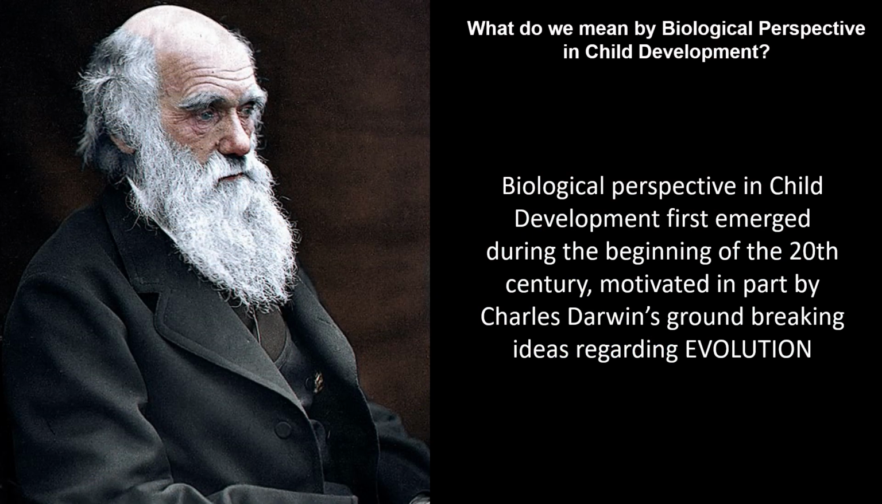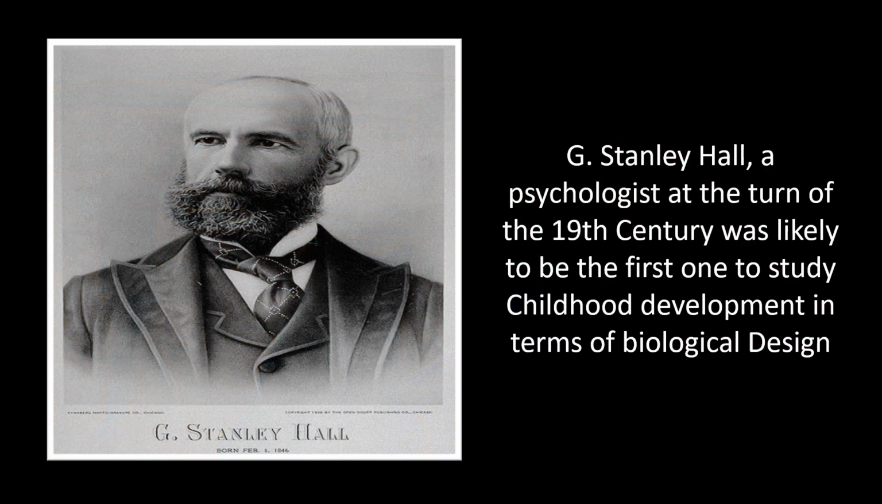When we talk about biological perspective in child development, actually we are connecting it to Charles Darwin's theory of organic evolution. So the biological perspective in child development first emerged during the beginning of the 20th century, and as I mentioned just now, it was motivated in part by Charles Darwin's groundbreaking ideas regarding evolution. In short, the biological perspective on child development states that the cognitive, motor functions, personality and physical traits of children develop in accordance with the biological design. Now, G. Stanley Hall, a psychologist at the turn of the 19th century, was the first one to study childhood development in terms of the biological design.